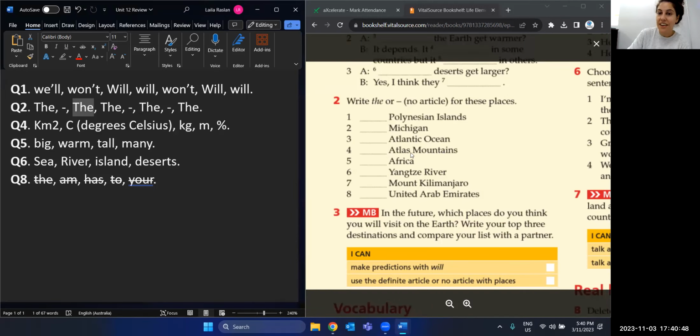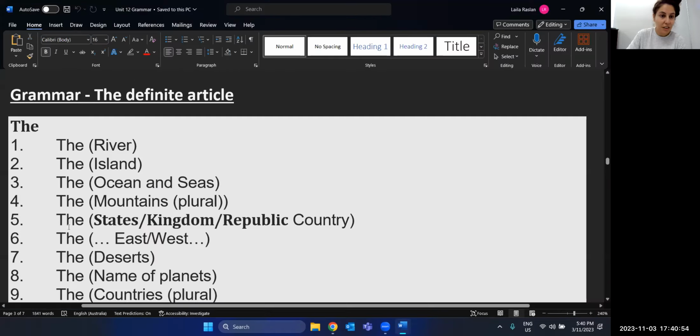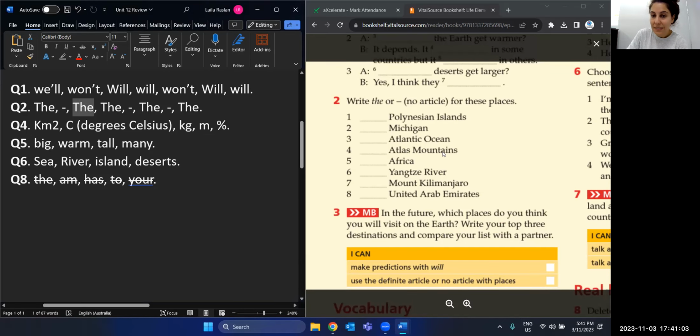Mountains, do you say the Atlantis Mountains? It's plural, yes. So if it's mountains with an S, yes, the Atlas Mountains.